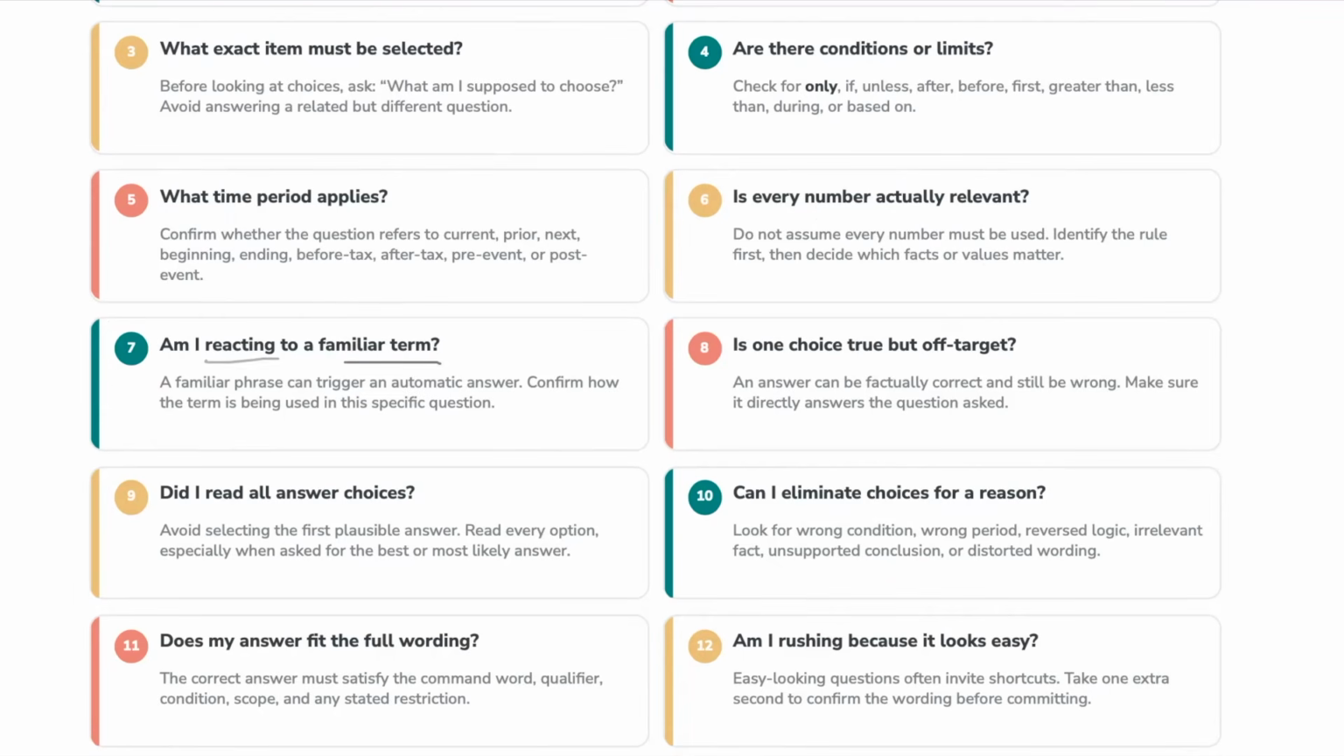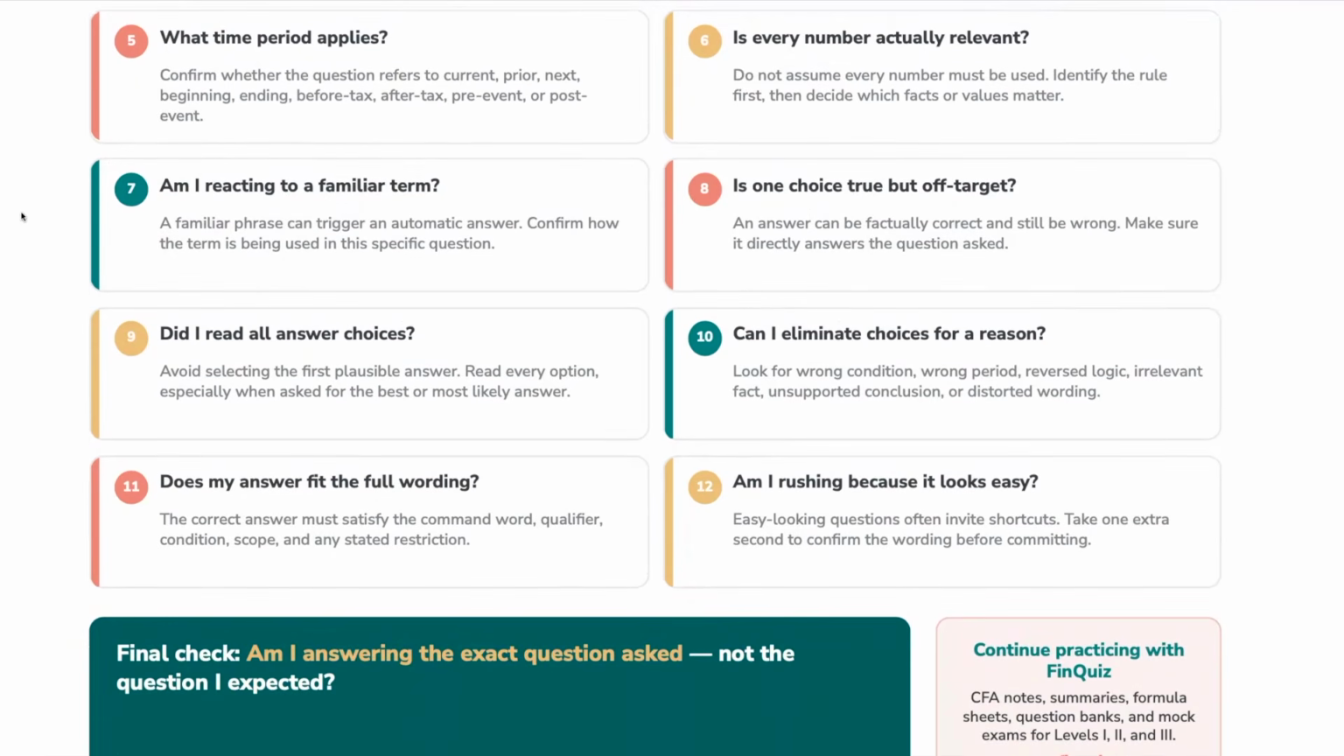Am I reacting to a familiar term? This is where your memory can actually work against you. You see a familiar phrase and your brain immediately jumps to a standard fact. This point simply says that a familiar phrase can trigger an automatic answer. Confirm how the term is being used in this specific question.